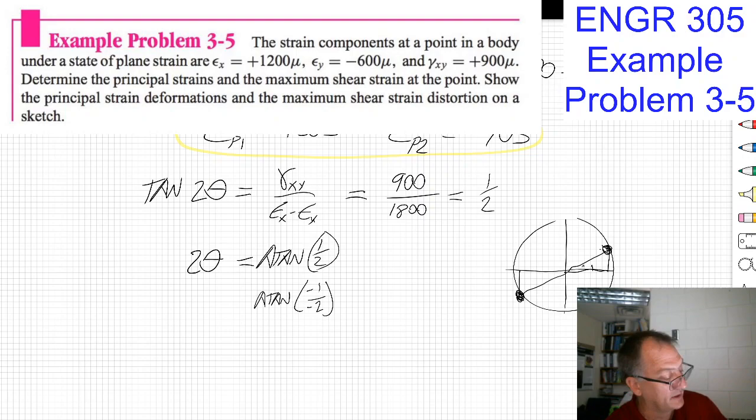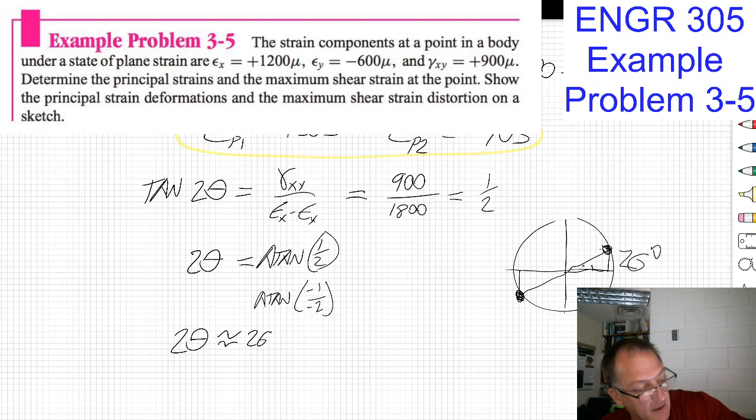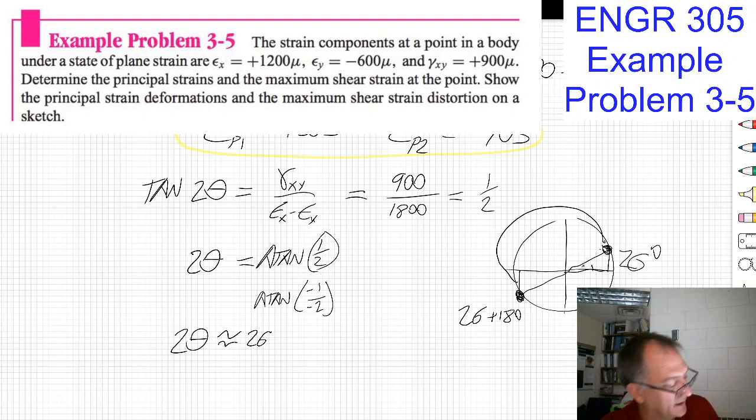That's 2 theta. So really, and we'll figure this out, I need to check the answer. But I believe that's like 29 degrees. Let me hold on. So it's not 30. It's about 26. 2 theta is about 26 degrees. But that's this one. There's also this one, which is 26 plus 180. And so 2 theta is also approximately equal to 206. So there's now 2 different angles here.